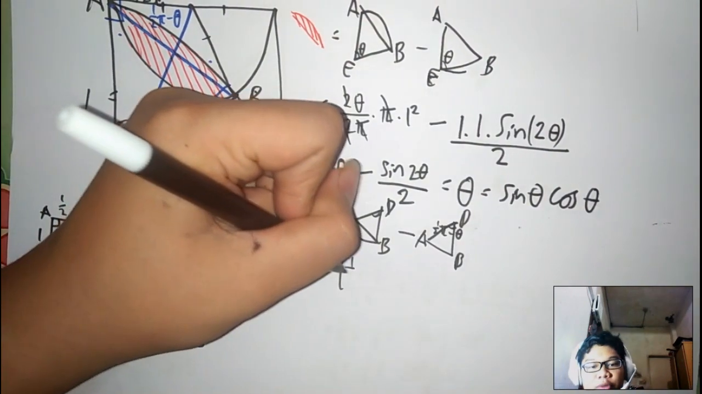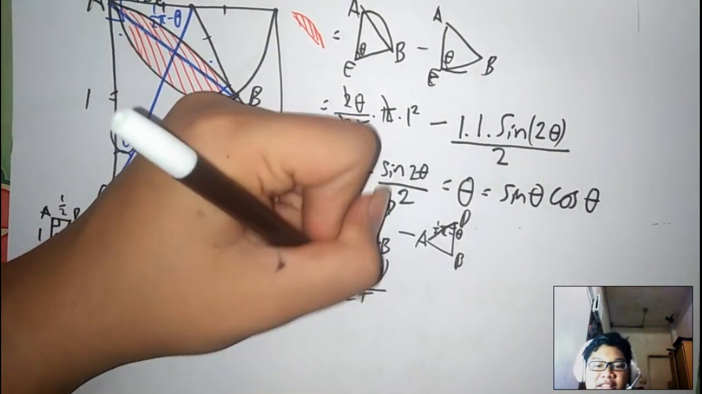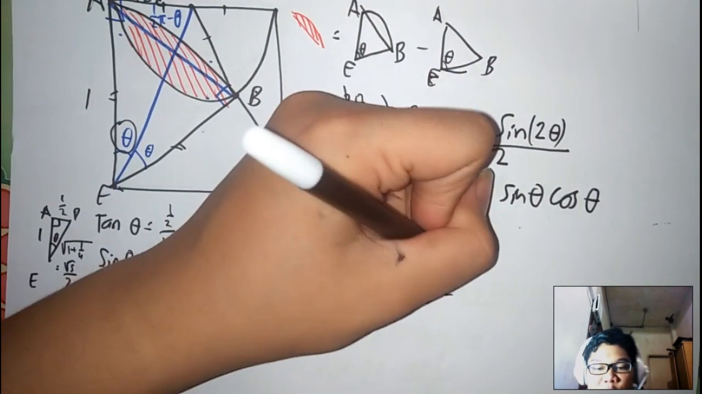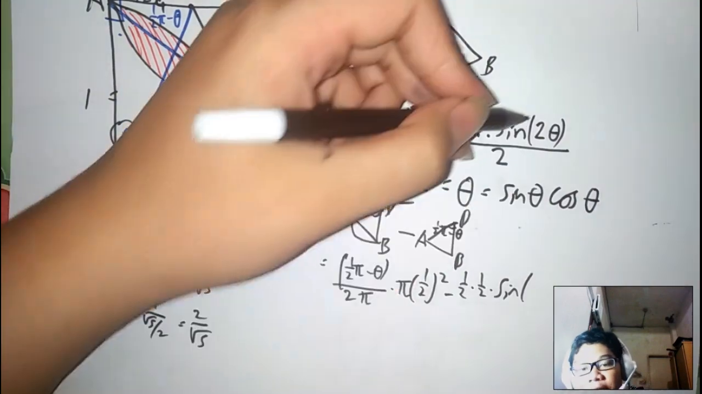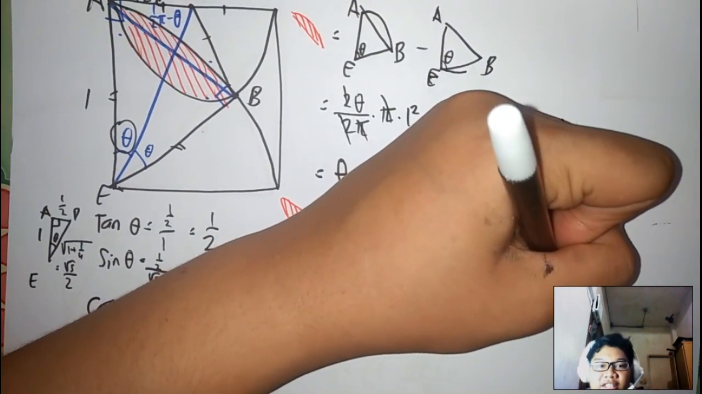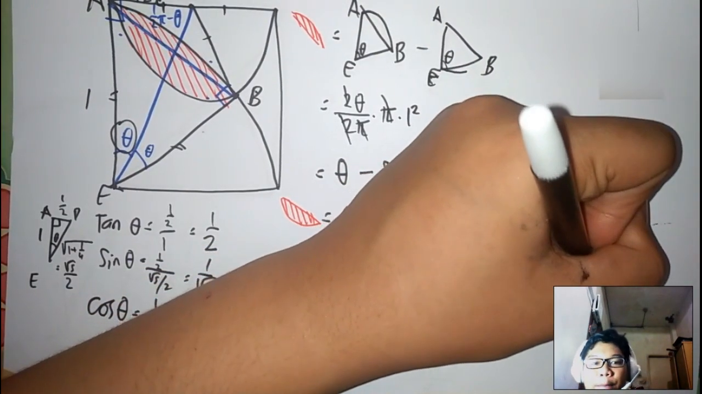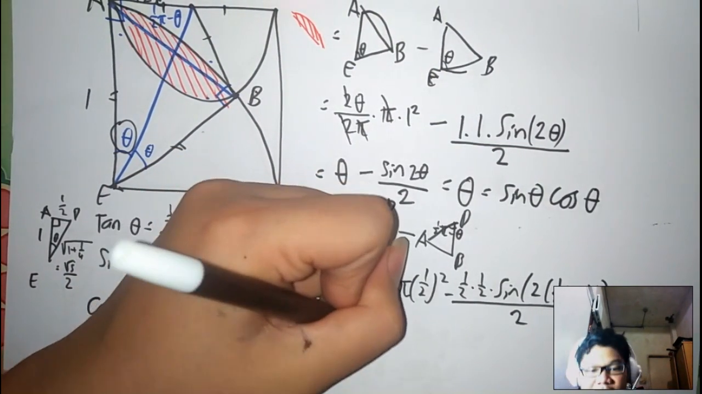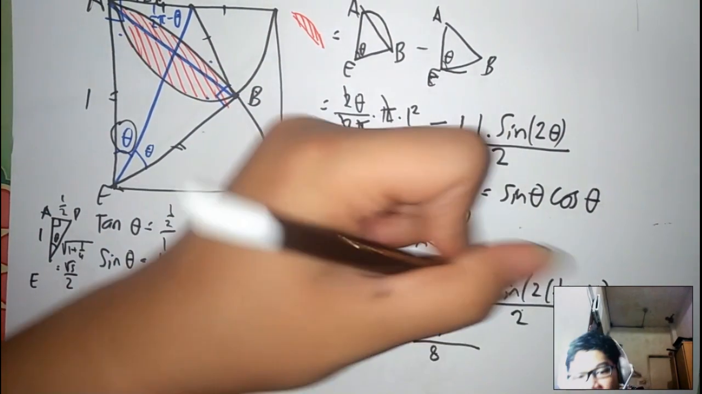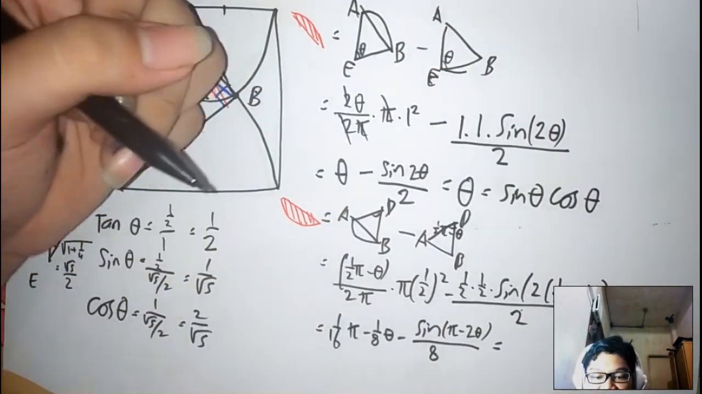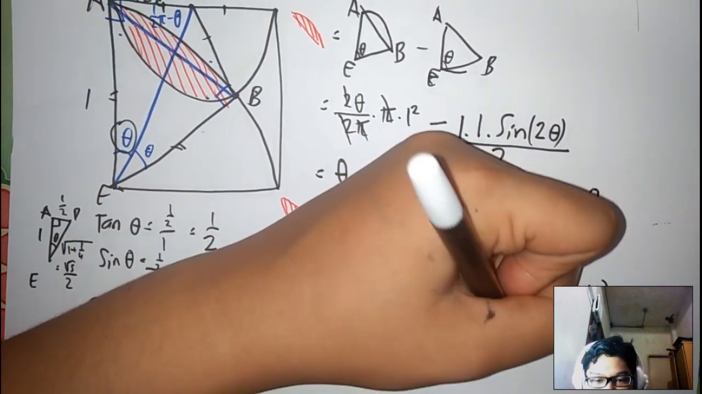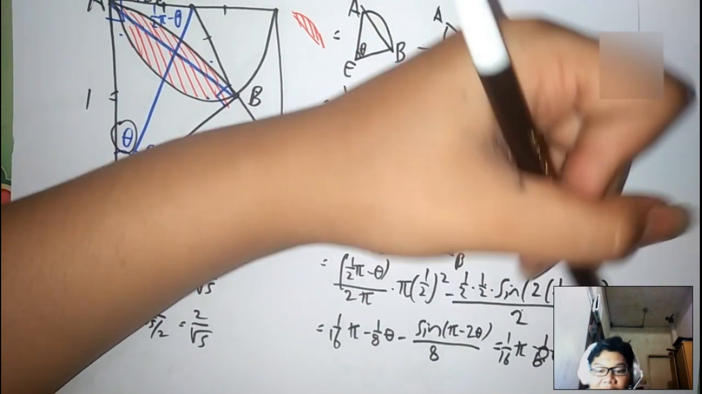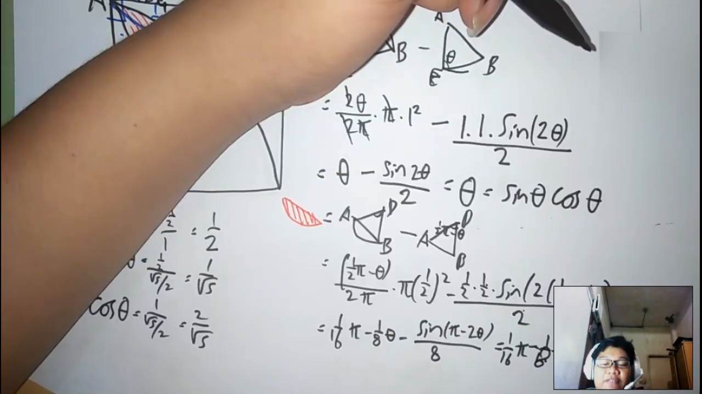Okay, after that, we write the formula: half of pi minus theta divided by 2 pi times pi r squared. The r is a half squared, minus half times the sine of the angle, and the angle is 2 times half of pi minus theta divided by 2, and then we eliminate the pi and we get 1/16 pi minus theta over 8, minus sine of pi minus 2 theta divided by 8, and it will be equal to 1/16 pi minus 1/8 pi minus the sine of 2 theta divided by 8.